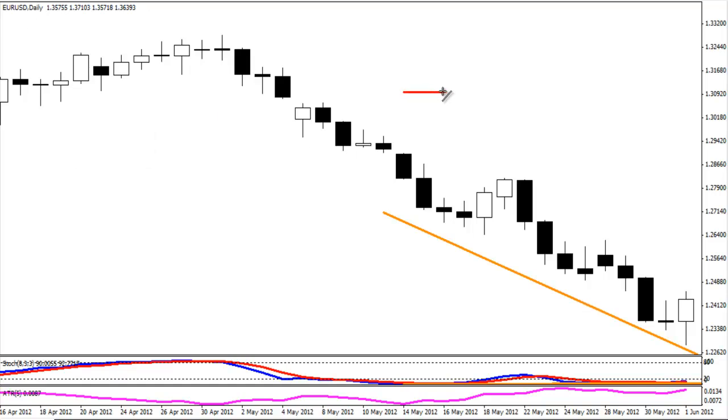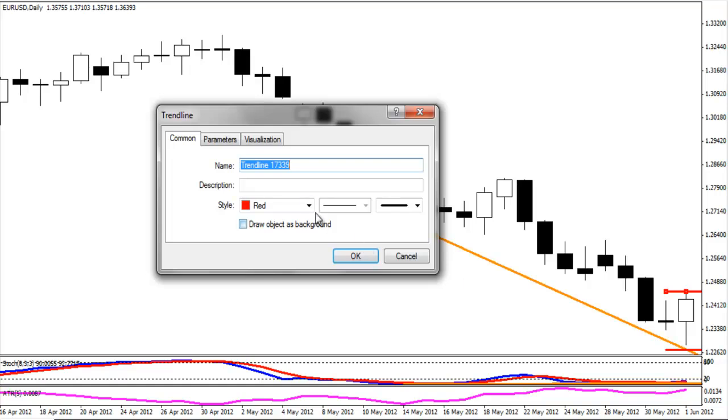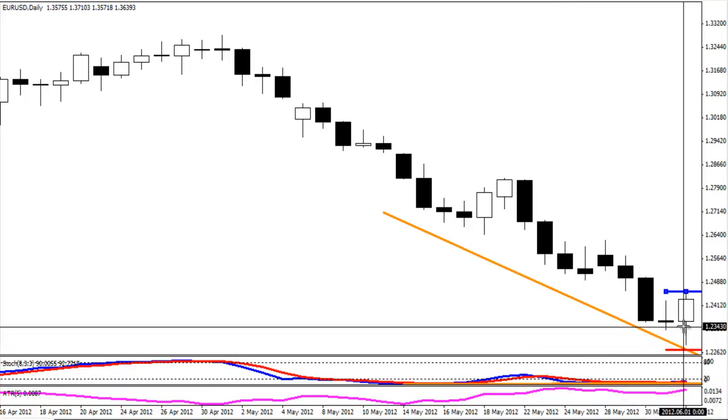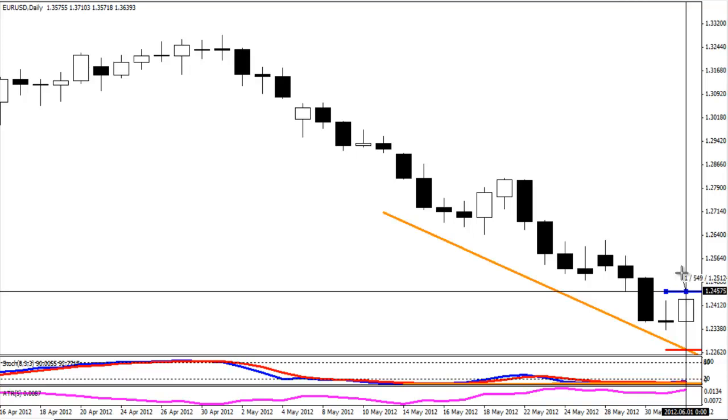We'll be looking to have ourselves a stop loss underneath this bullish engulfing candle. Our entry point is going to be 2 or 3 pips above the highs there, which we'll mark in the blue. And our first take profit on this is going to be 126 pips. We just mark where that is.